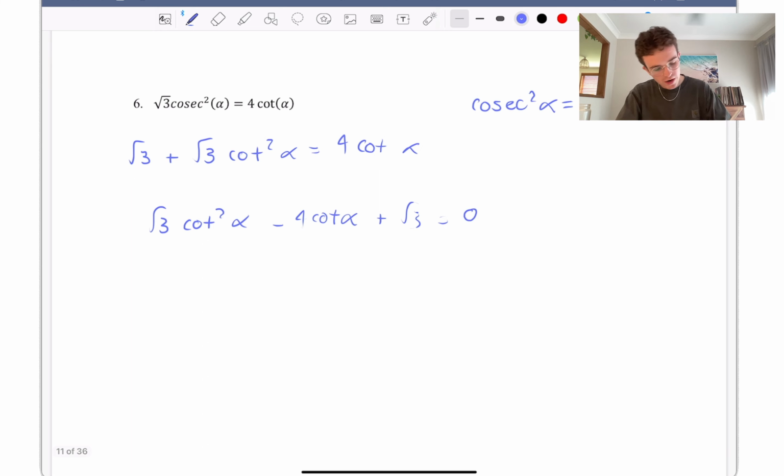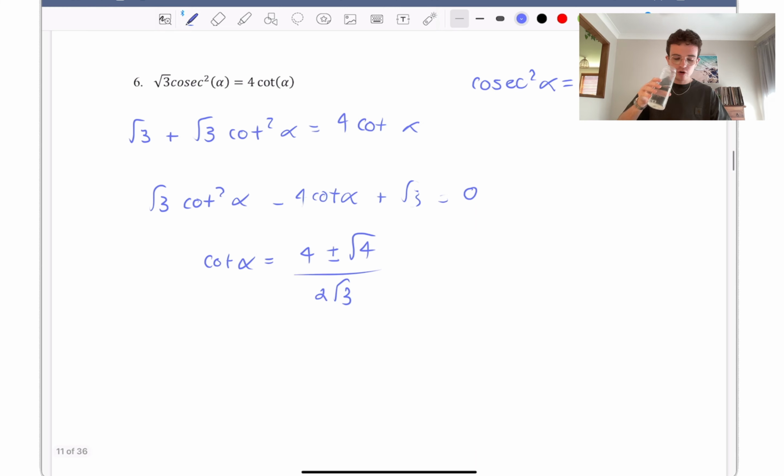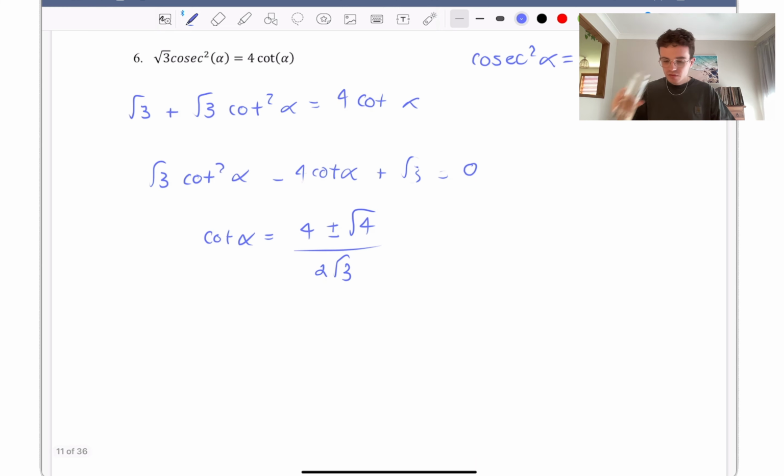Then we can use the quadratic formula and we get cot alpha is equal to minus b, which is minus 4, which is 4, plus or minus the square root of 4 squared minus 4 times root 3 times root 3, which is 4, square root of 4, over 2a, which is 2 root 3. Now we've got cot alpha is equal to that.